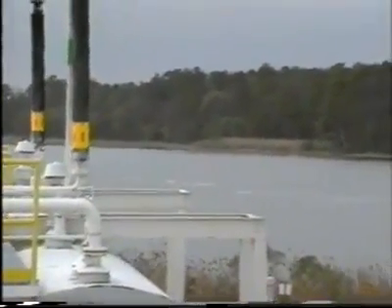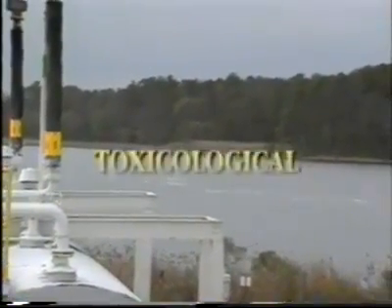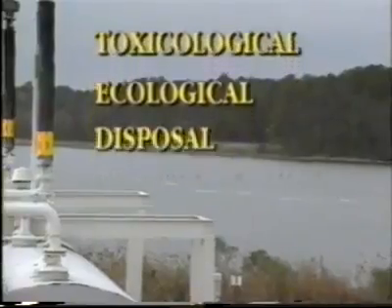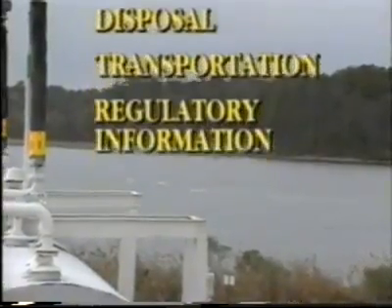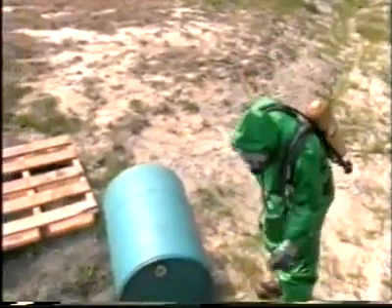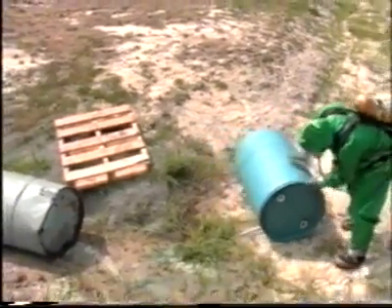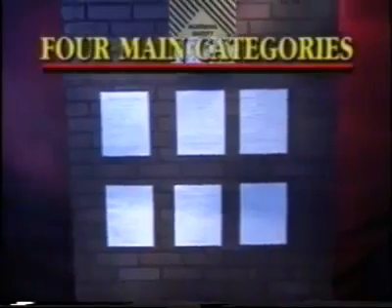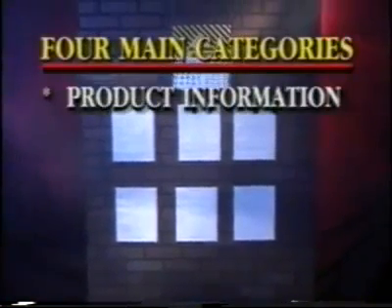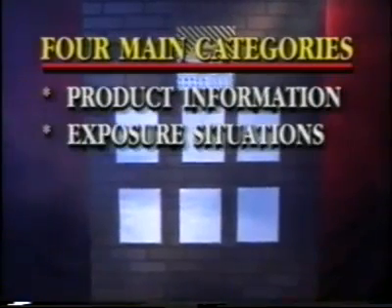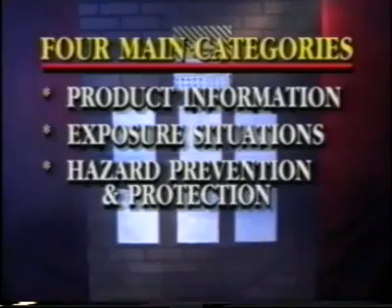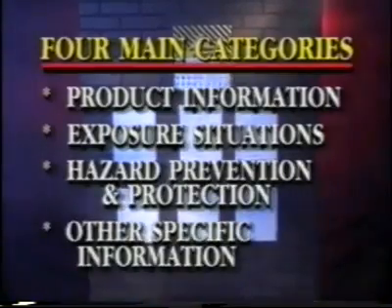Other specific information about a material, including toxicological, ecological, disposal, transportation, and regulatory information, is provided. This information is typically needed by specialists, such as emergency responders, physicians, or toxicologists. Although the MSDS is lengthy, it's fairly easy to remember, especially if you think of the four main categories: product information, exposure situations, hazard prevention and protection, and other specific information.